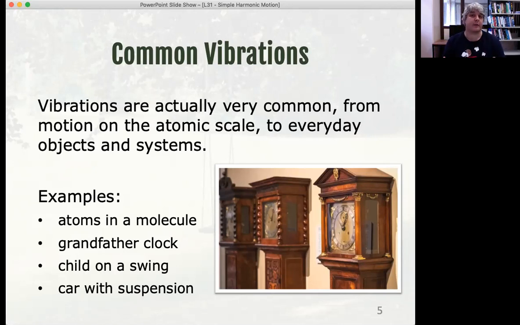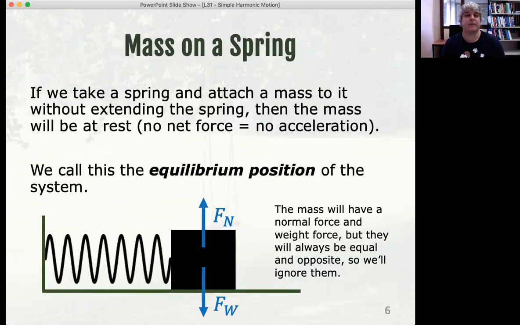So we've got that kind of vibration going on pretty much everywhere throughout the universe. But then we've got vibration on bigger scales that we can observe ourselves as well, such as the pendulums and grandfather clocks, a child being on a swing, which is just like a pendulum, a car with suspension. So suspension in cars are big springs, and so you get the vibration of the car and the wheel relative to each other there as well.